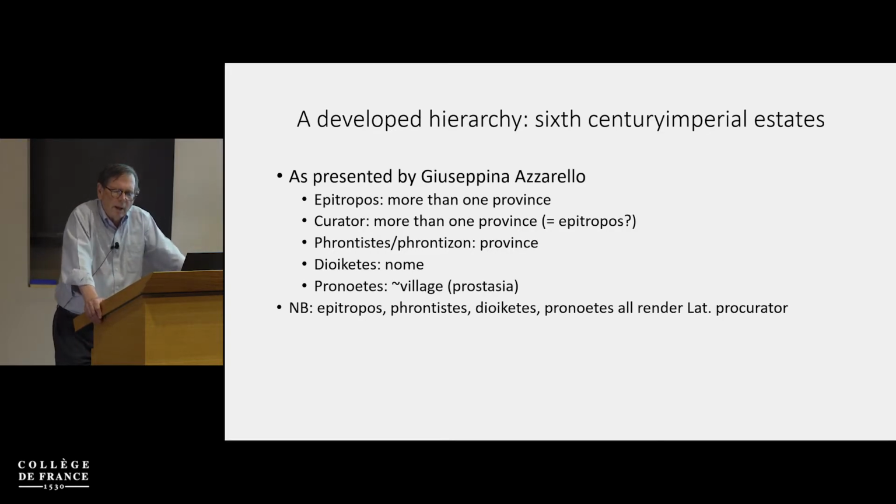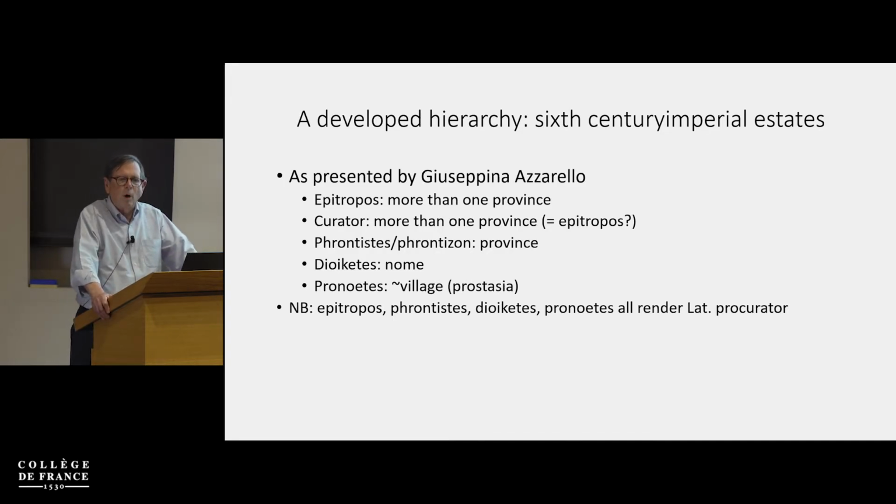When we turn to look at the evidence for private estates in Roman Egypt, it will become evident that there is some arbitrariness in the way that a hierarchy has been constructed by the imperial households out of these titles, although the superiority of the epitropos to other ranks is pretty consistent. What might be more striking is that pronoetes, dioiketes, frontistes, and epitropos are all words used in Greek as renderings of the Latin procurator, a point that I shall come back to.